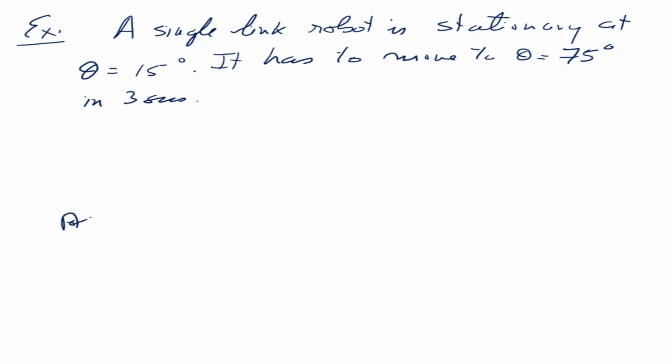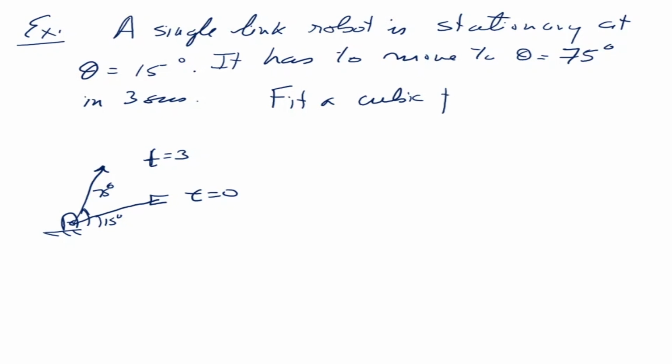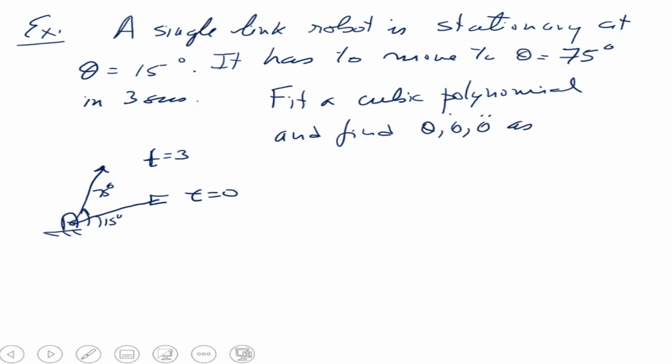At 15 degrees it is here, at time equal to 0. Now when time is equal to 3 seconds, it is at 75 degrees. So this is 15 degrees and that is 75 degrees. So this is the question: fit a cubic polynomial and find theta, theta dot, and theta double dot as a function of time.